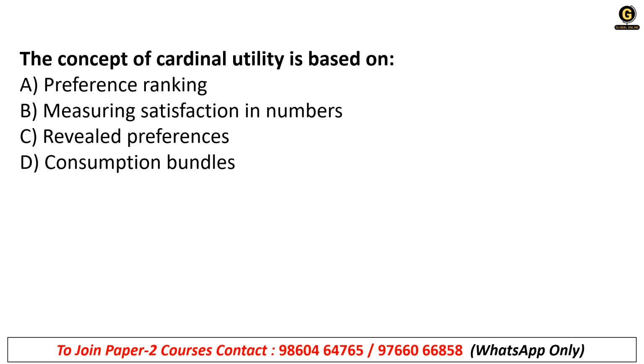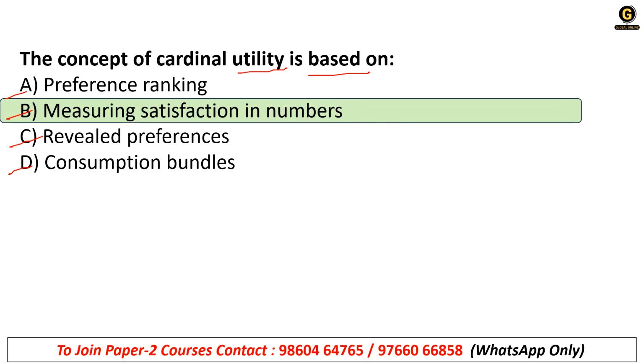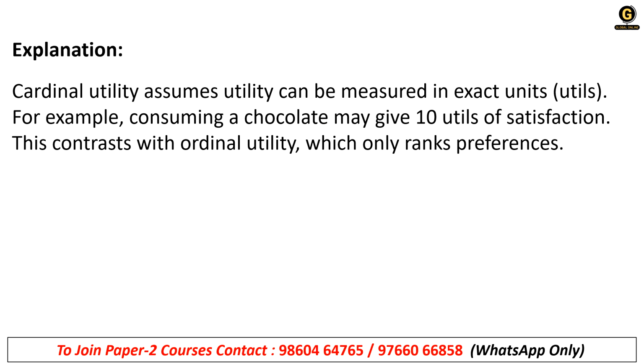Next, the concept of cardinal utility is based on A, preference ranking, B, measuring satisfaction in numbers, C, revealed preferences, and D, consumption bundles. It is option B, measuring satisfaction in numbers. Cardinal utility assumes utility can be measured in exact units, that means utils. For example, consuming a chocolate may give 100 utils of satisfaction. This contrasts with ordinal utility, which only ranks preferences.